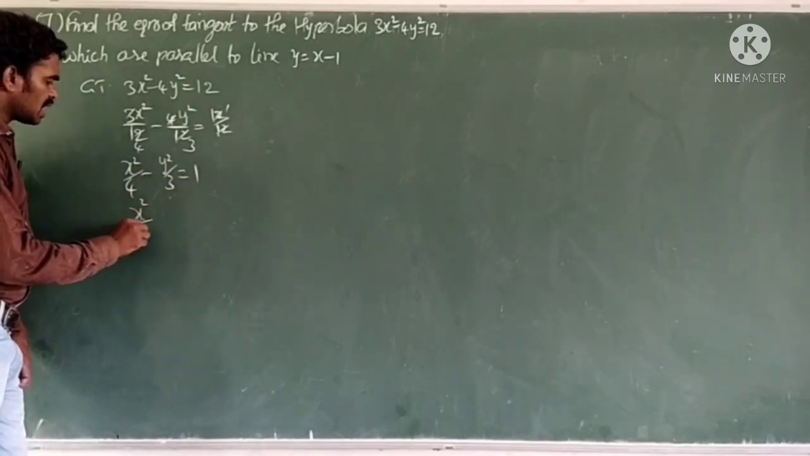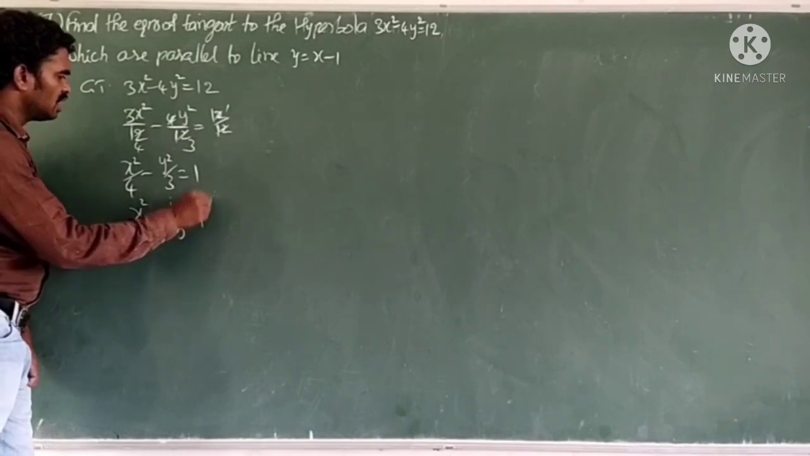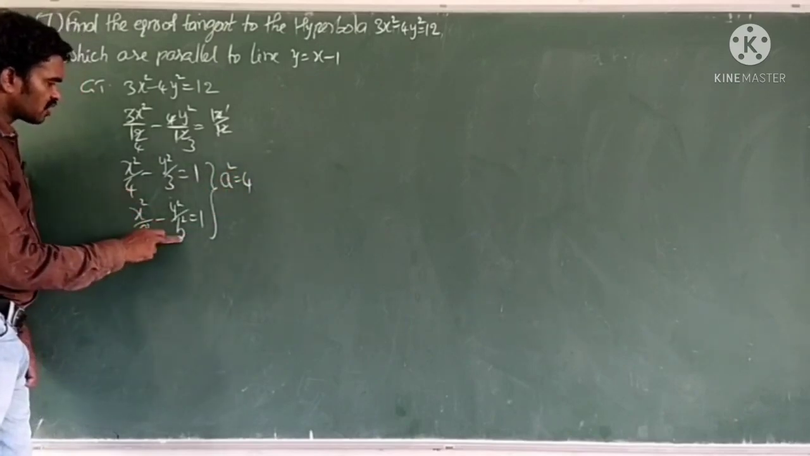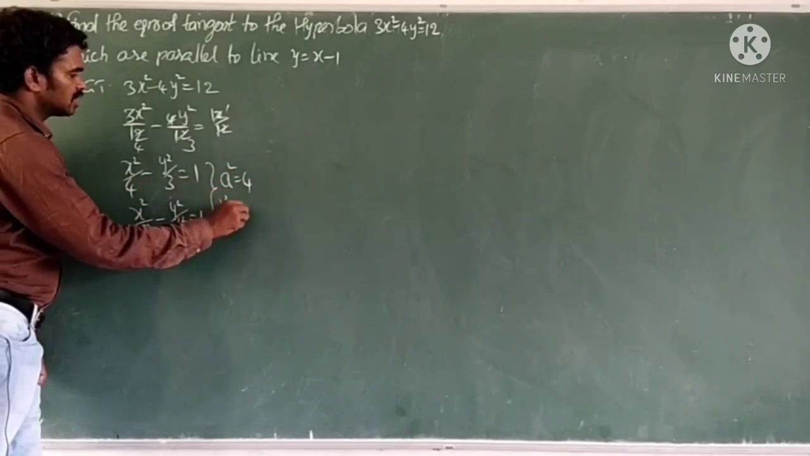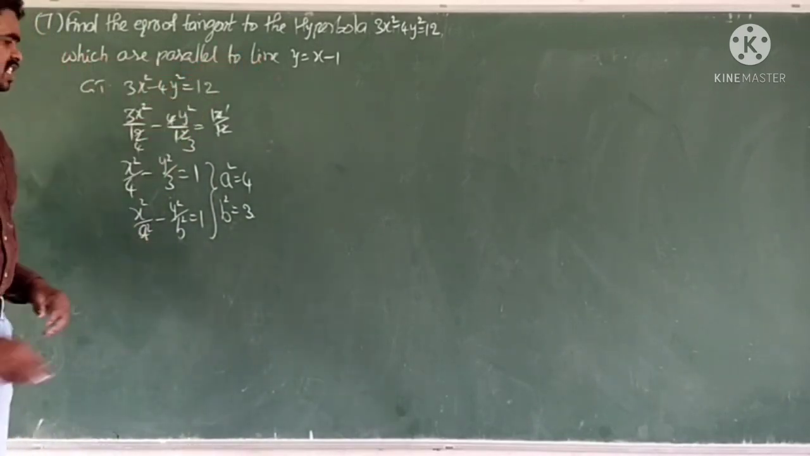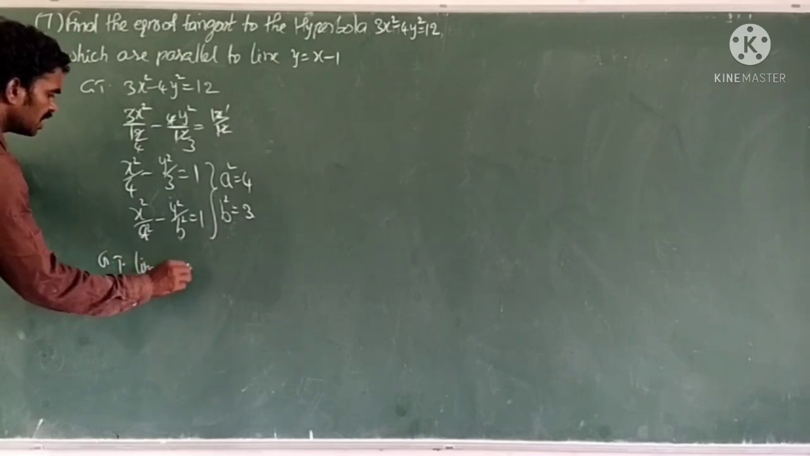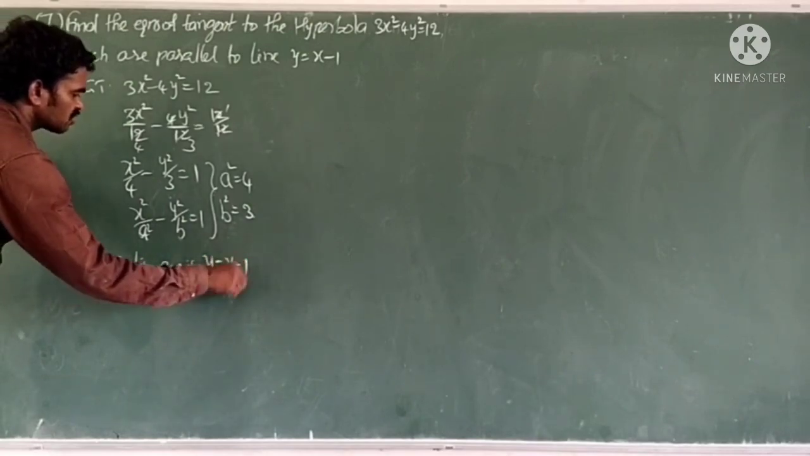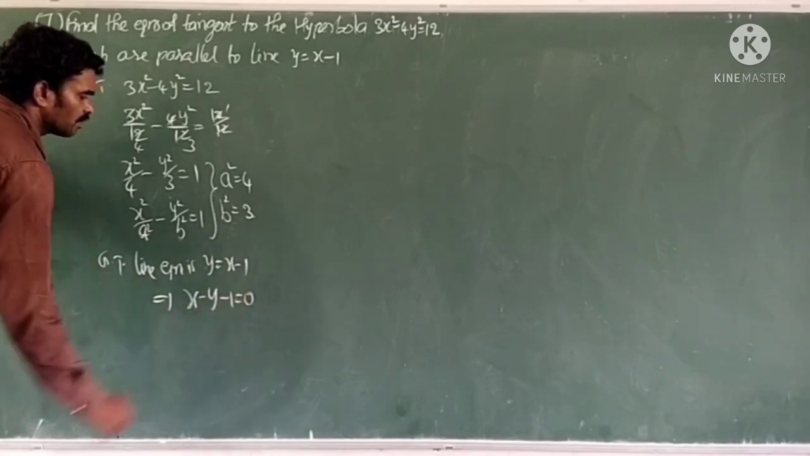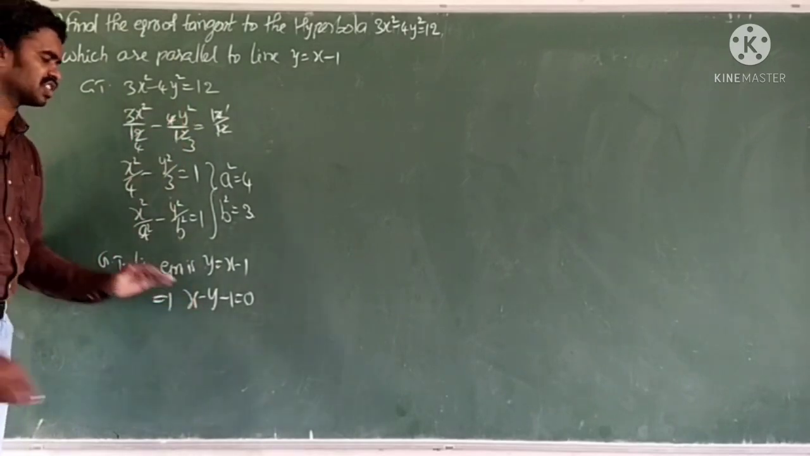Comparing with the general hyperbola equation x square by a square minus y square by b square equal to 1, we can write a square is 4 and b square is 3. You just keep these values here. Next, the line equation is given: y equal to x minus 1. That means y is on the right side, so x minus y minus 1 equals 0. Now we have to find a tangent that must be parallel to this equation.